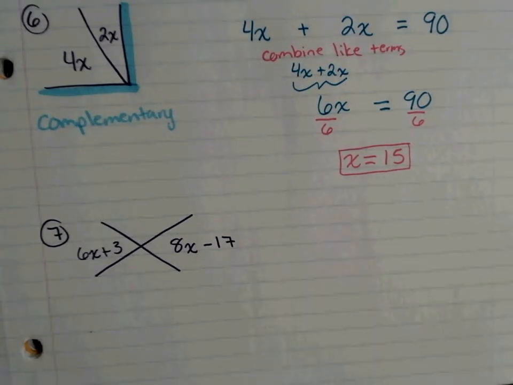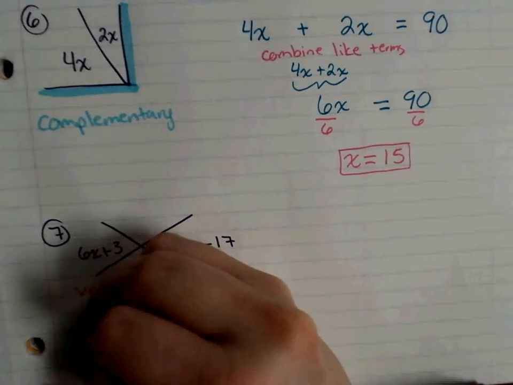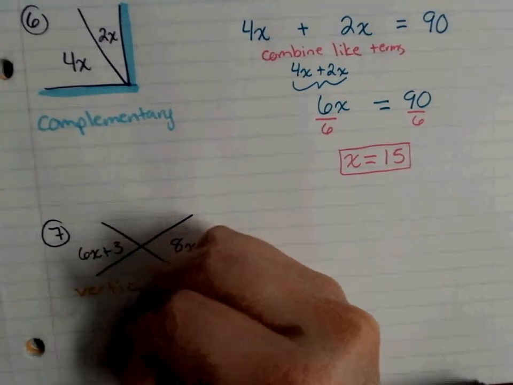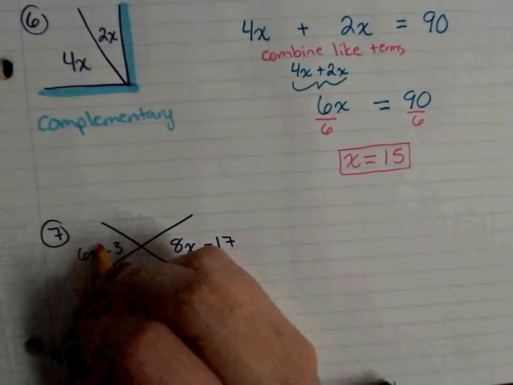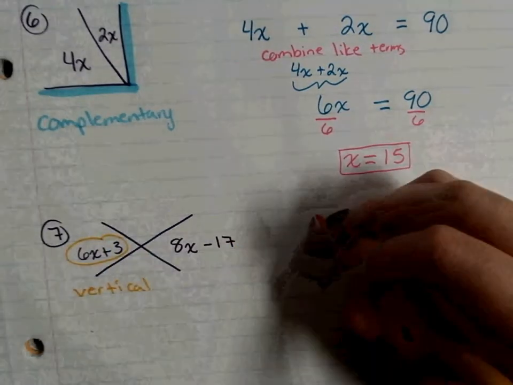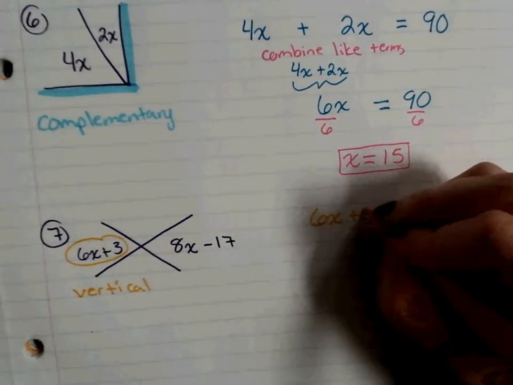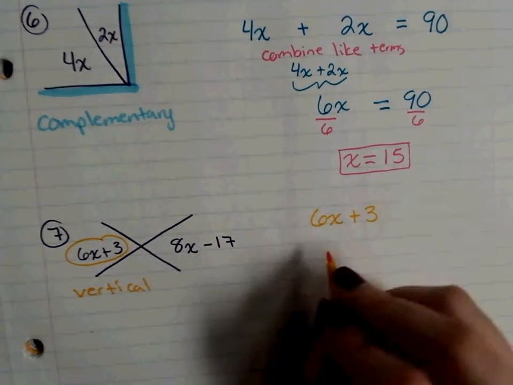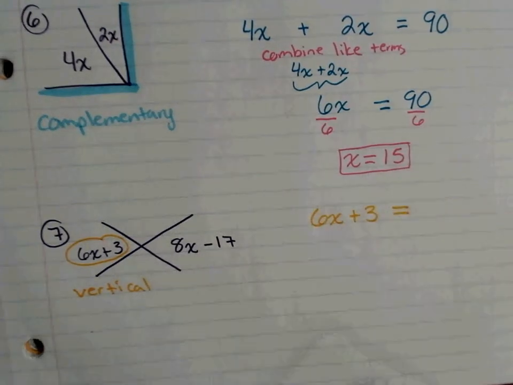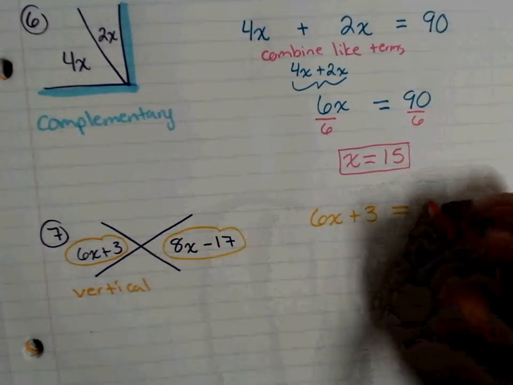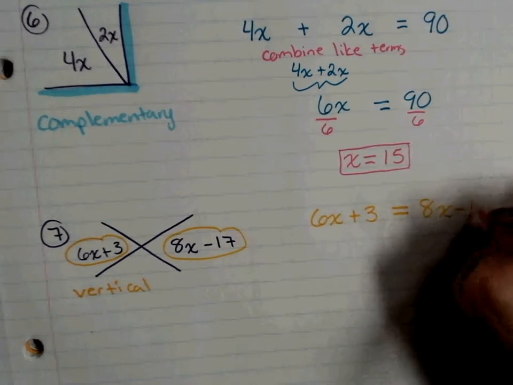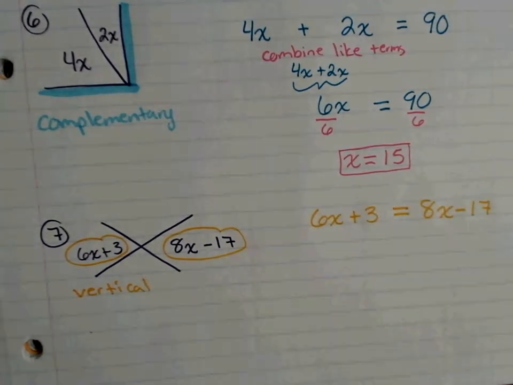This one's a little bit different. Still has an angle relationship. What's the angle relationship? Vertical, right? So we know that this is vertical. So when I set up the equation, that means I take this angle, 6x plus 3, and I'm going to set it equal to this angle, 8x minus 17.